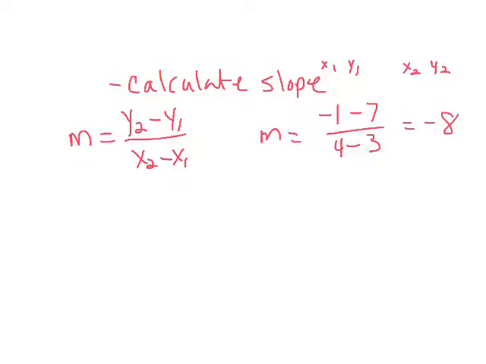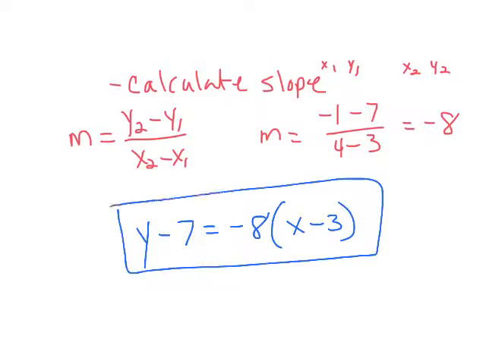Once you have that, it doesn't matter which point you choose. You can choose (3, 7) or (4, -1). You will get an equivalent expression. It won't look exactly the same, but it'll be equivalent. So if I use (3, 7), I have y minus 7 is equal to -8 times x minus 3. And that's it.